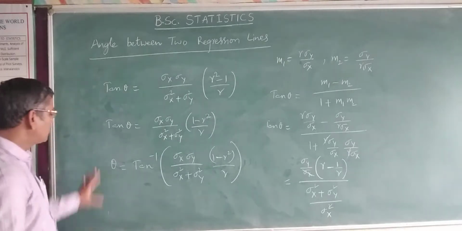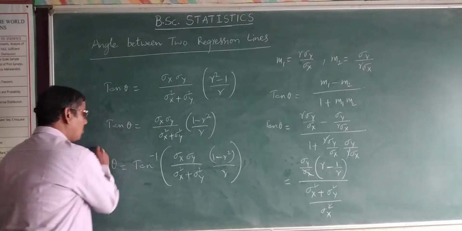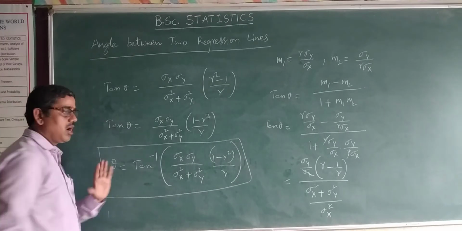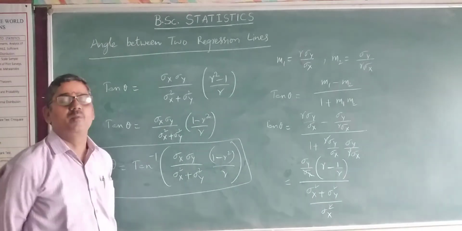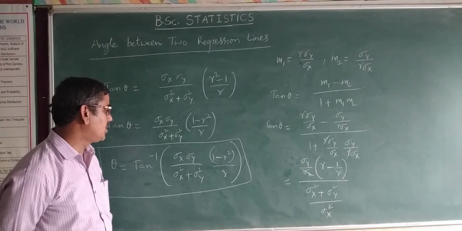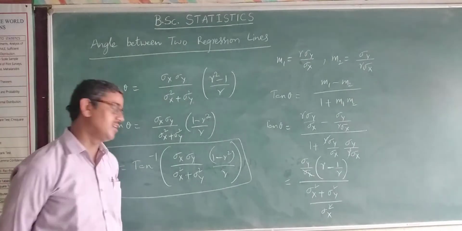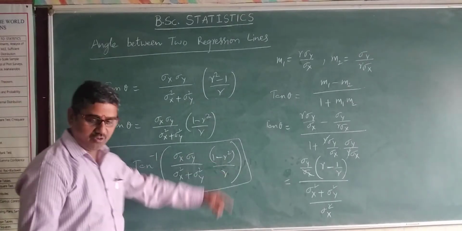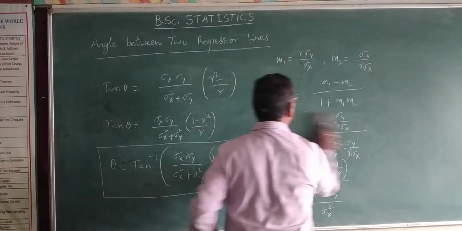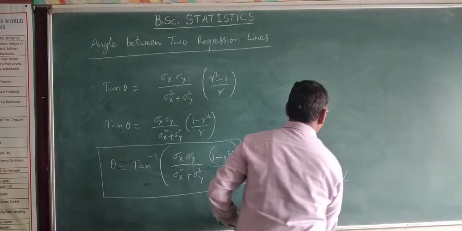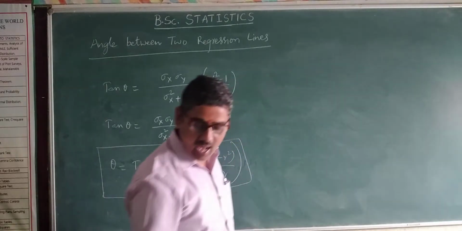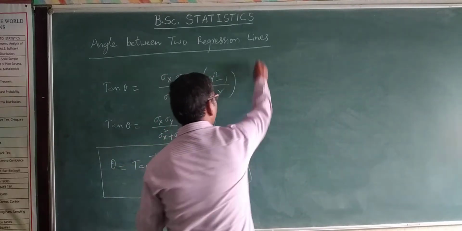Fine. So this is the answer now. And I will tell you two particular relationships between the angle and the regression lines, the correlation and the angle between the regression lines. Now, consider r is equal to, for example, 0.